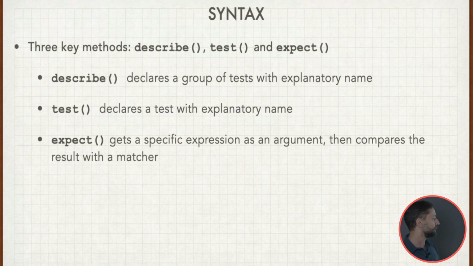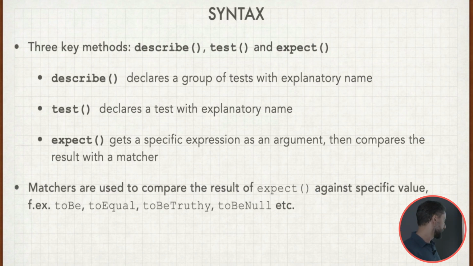With expect, you send a specific expression as an argument, and then you compare the result, the output, with the matcher. What is the matcher? A matcher is something that looks like this: to be, to equal, to be truthy, to be falsy, to be null, and so on. We'll look at the example in a couple of seconds, so if you don't really understand it, it will be more obvious in just a few seconds.